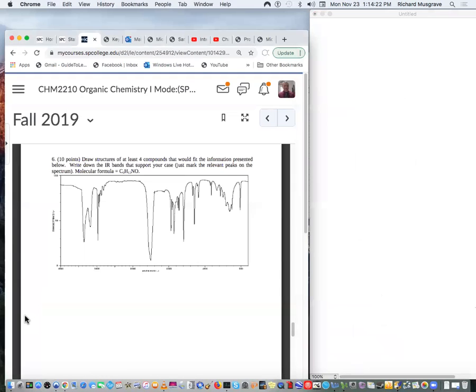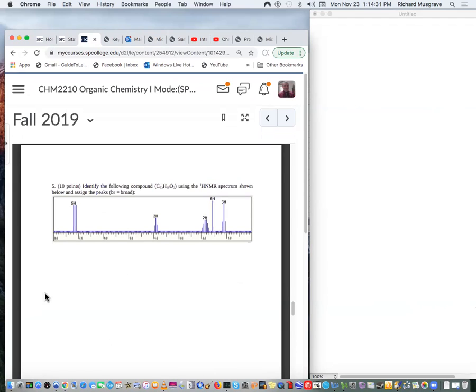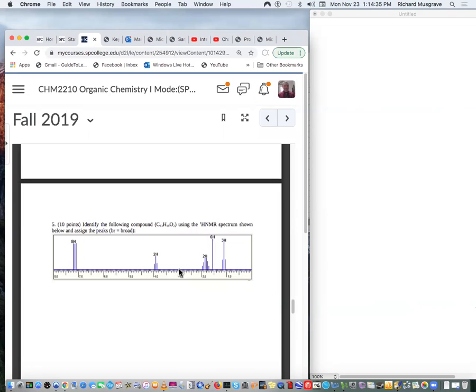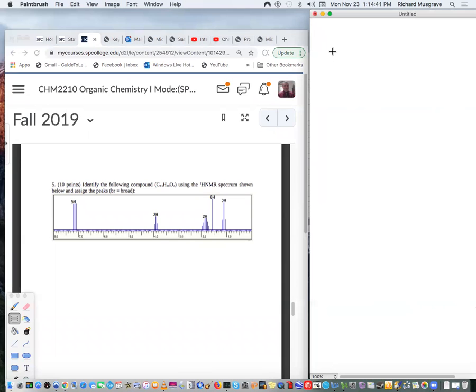I wouldn't mind seeing one of the IR questions then. Number 5, we kind of started it. IR and NMR, I'm sorry, NMR. I think I went through, I can't remember, did I go through both of these? I don't know if I went through this one specifically. I don't think I did. All right, let's do this one. I don't think I did this one before.